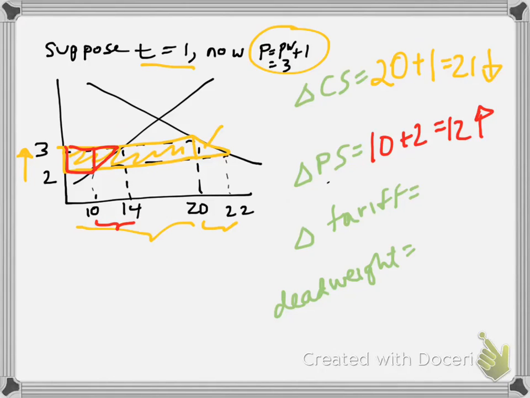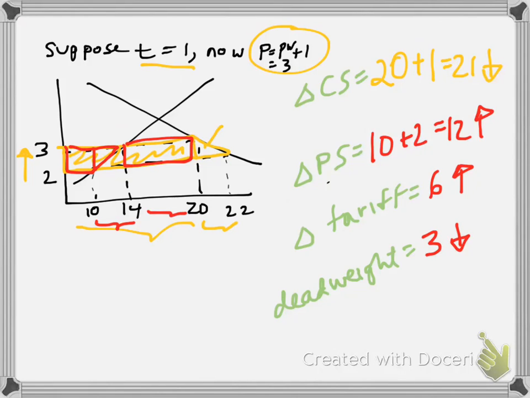We also have the tariff revenue, which is a benefit we can think of as going to the people in the country, and that's a rectangle with length 6, right, and height 1, so that's 6. So we have a loss of 21 and a gain of 12 and a gain of 6. The loss is bigger than the gain, so the deadweight loss is 3, 21 minus 18.